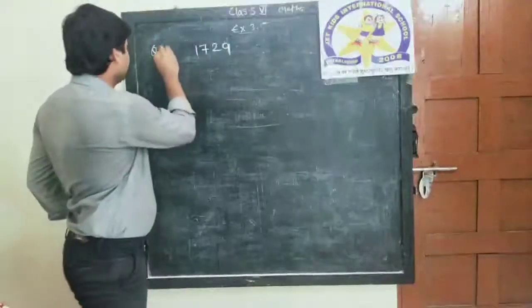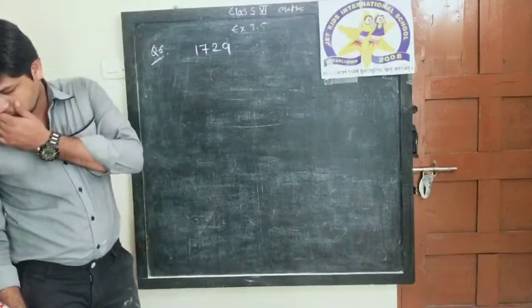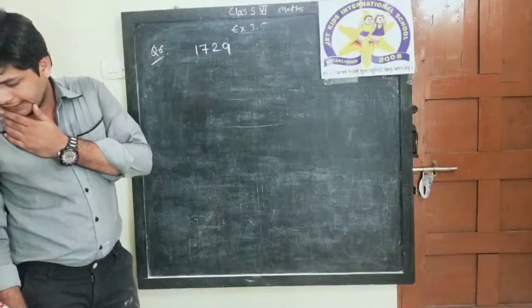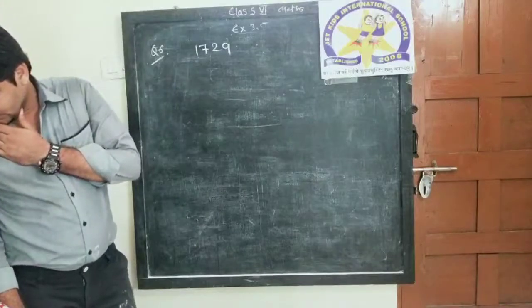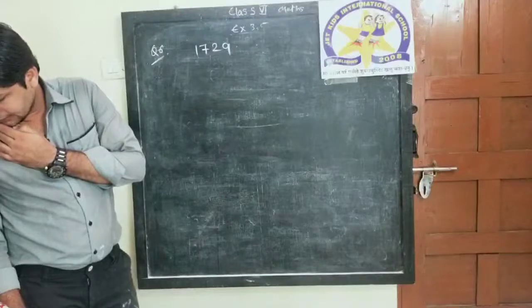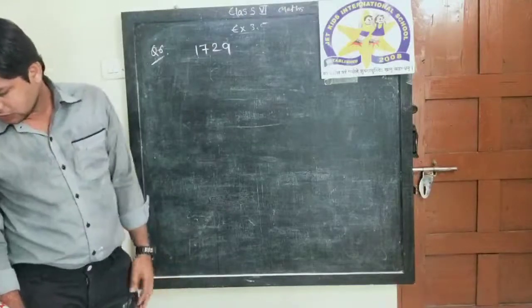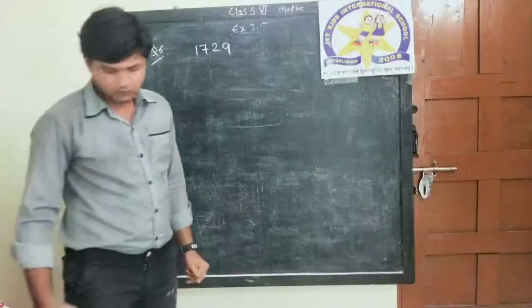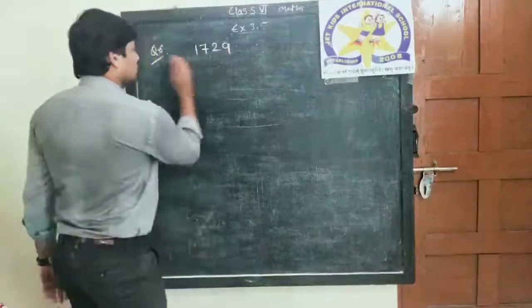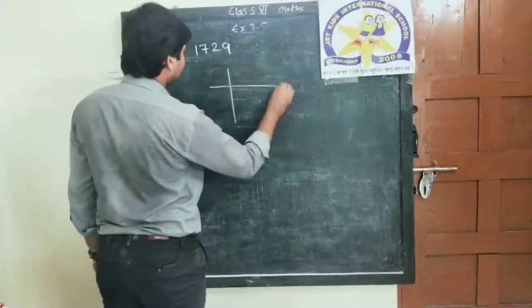Question number 6 we have 1729, right? And arrange them in ascending order. Now state the relation, if any, between two consecutive prime factors. Okay, now very important question. Now I am doing by this method.